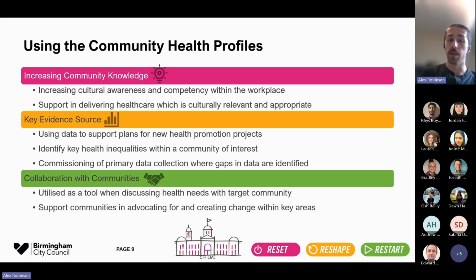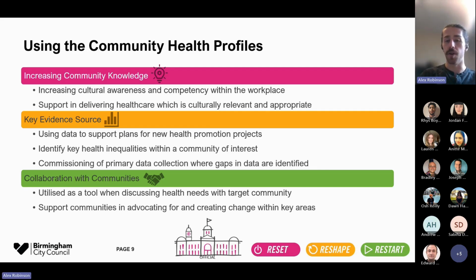We also want the profiles, and it's one of the core purposes of them, to be used as evidence. We want people to reference them, use the data and evidence that's shared within them to inform and support new health interventions and policies with the LGBTQ plus community. We want people to use them to justify further primary data collection to fill the gaps that are identified within the profiles.